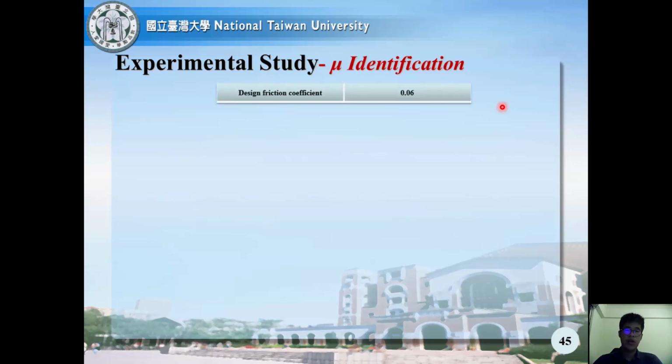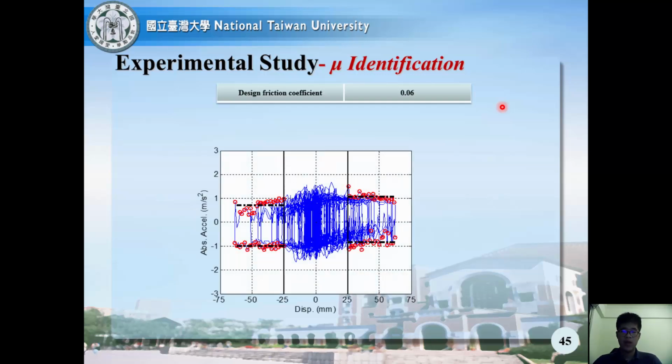So, although the design friction coefficient is given, if we use the given one, we find that the simulation result is quite different from the experimental result. So now we'll try to identify the friction coefficient from the experimental result. And this is a hysteresis loop of the system under the earthquake record.